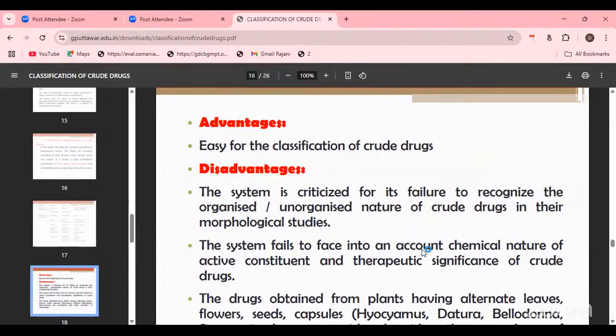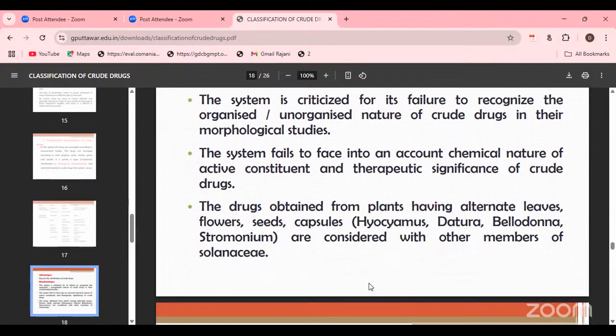morphological studies. The system fails to take into account the chemical nature, activity, constituents and therapeutic significance of crude drugs. The drugs obtained from plants having alternate leaves, flowers, seeds, capsules, such as Hyoscyamus, Datura, Belladonna, Stramonium, are considered together as members of the Solanaceae.